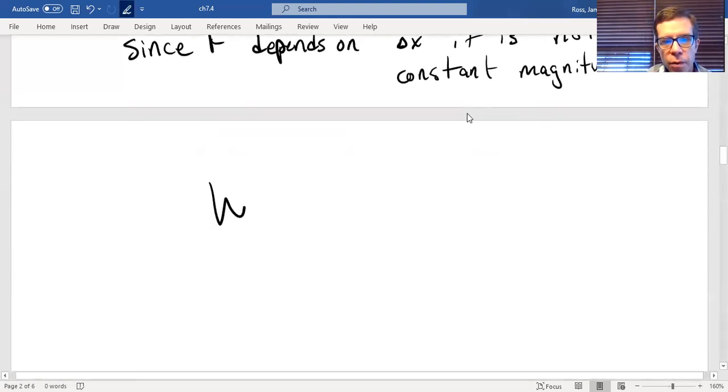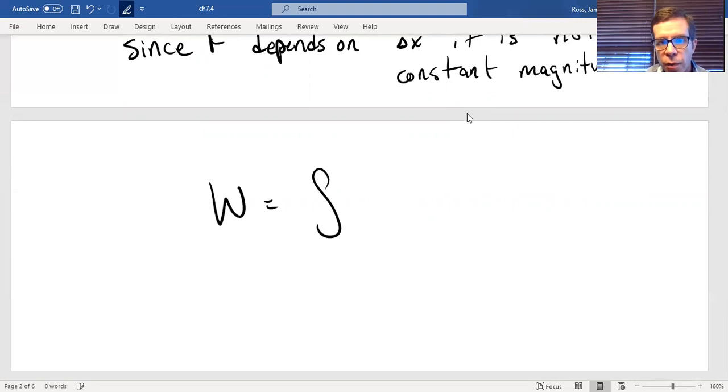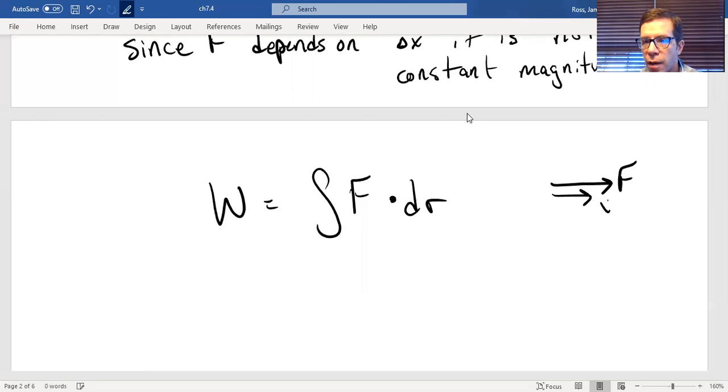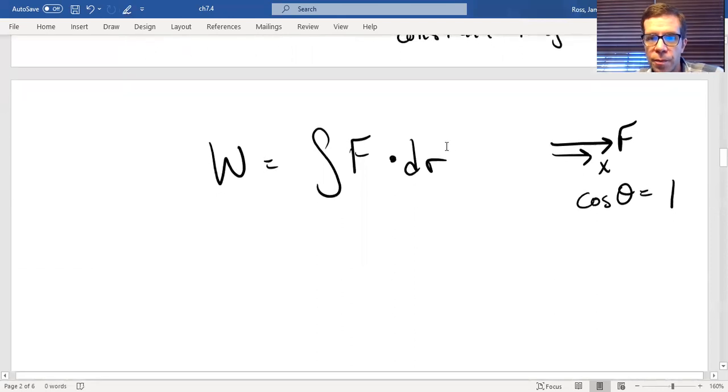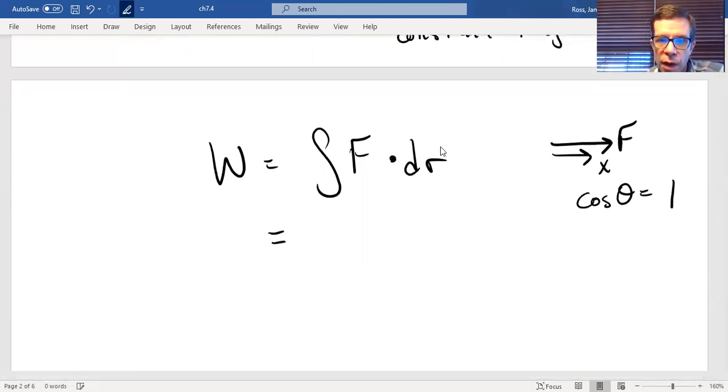So if we look at our integral, work is the integral of F dot dr. Well, the whole time, even though F is varying in magnitude, it's acting in the same way that we're stretching. So cosine theta is equal to 1 because the angle's 0. So we can actually get rid of the dot product right here and just say that we have the integral of F dr.